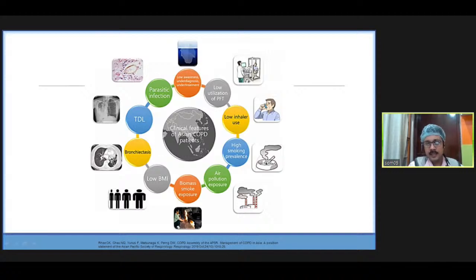Many times we overlook these causes of COPD, and we have to check. We have to ask for these causes. We have to look for these causes to estimate the actual causes of COPD.